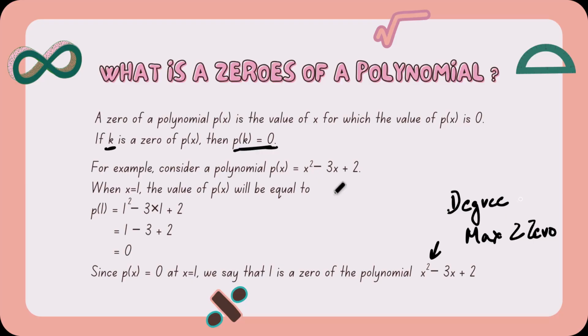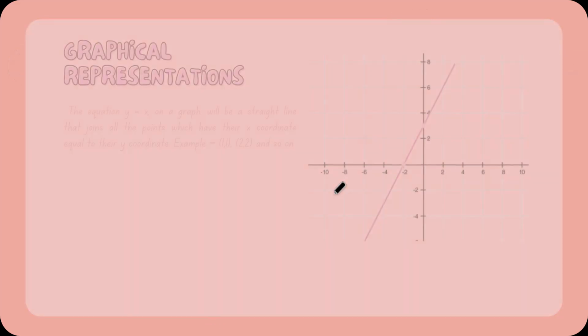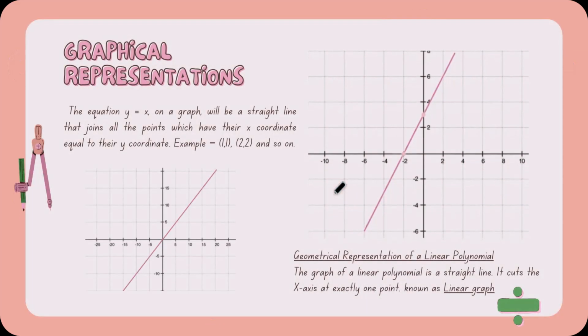Degree is what? 2. So it's a quadratic. How many zeros will be there? Maximum 2 zeros, right? So one of the zeros we found, there might be another 0 as well, right? Okay, that is the logic. So zeros of a polynomial we understood. Let's look into the graphical representation, okay?